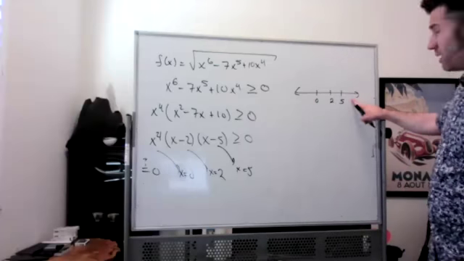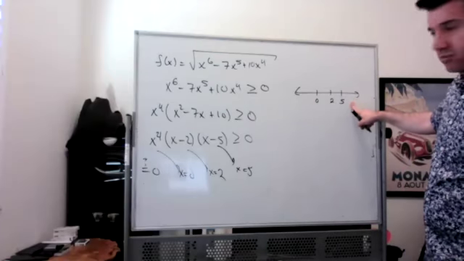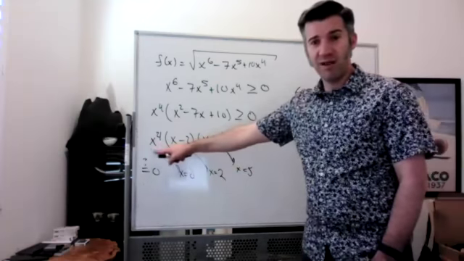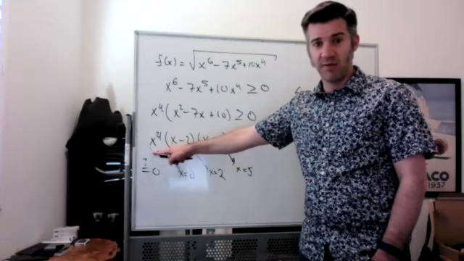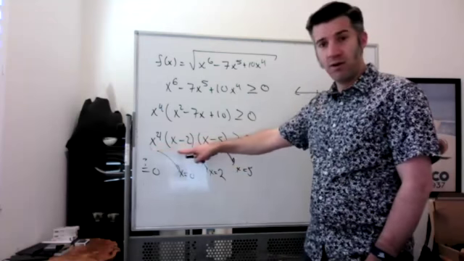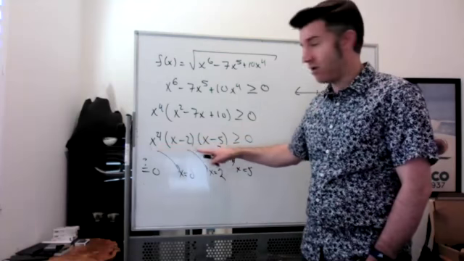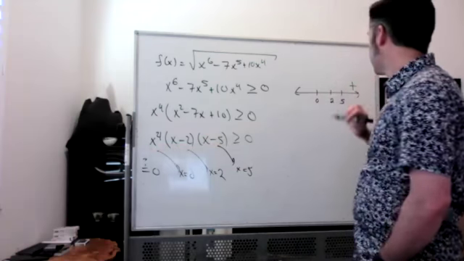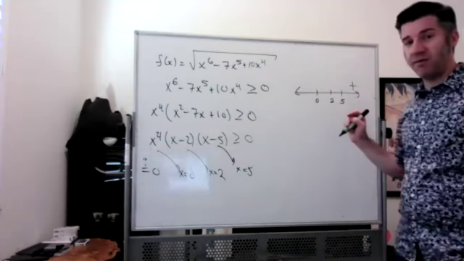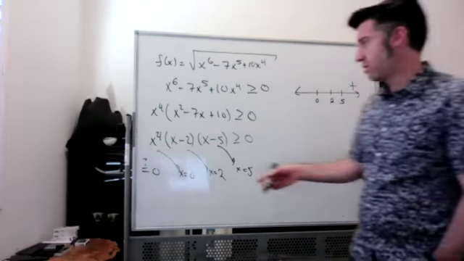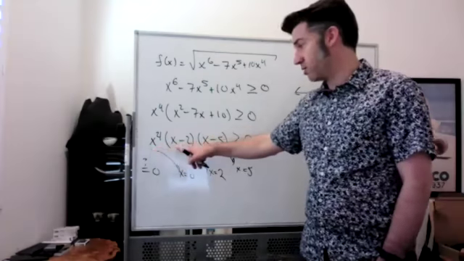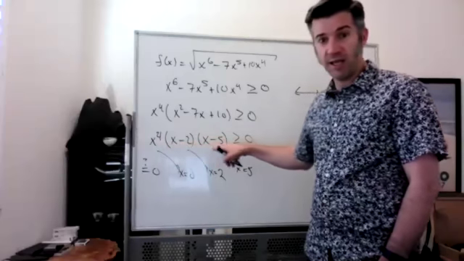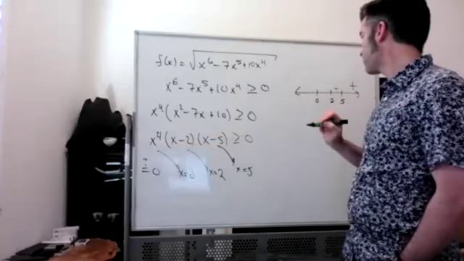So pick a number larger than 5, like 10. Plug it into the factored form. If I plug in 10, I don't care what the number is, I just care if it's positive or negative. 10 to the 4th, positive. 10 minus 2, positive. 10 minus 5, positive. A positive times a positive times a positive, positive. Pick a number between 5 and 2. 3. 3 to the 4th, positive. 3 minus 2, positive. 3 minus 5, negative. A positive times a negative is negative.